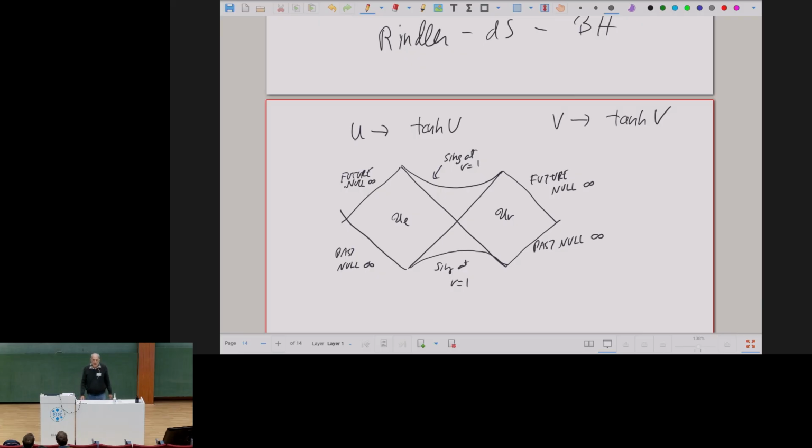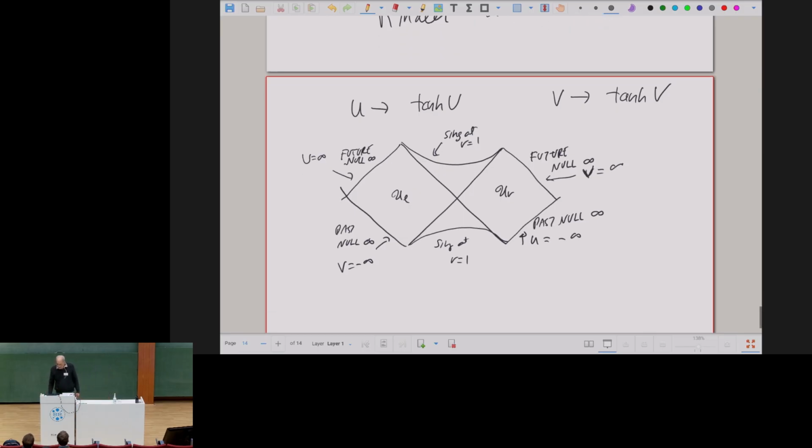It's the same picture I had before, except reparameterizing u and v so that we can see infinity at a finite distance. So I should maybe stress u is infinity here. V is infinity here. U is minus infinity here. U is infinity here, and V is minus infinity here. We've just reparameterized to put u and v infinity at finite distances so we can see the whole picture.